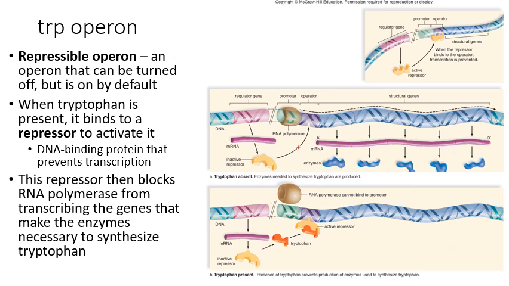When tryptophan is not there, the repressor is inactive, and so it's not going to bind to our operator, and we are going to make all these enzymes, and now we can synthesize tryptophan in the first place. So now we have a system where the cell can look in its environment and say, all right, is there tryptophan here? If not, I'm going to make some, because it has an inactive repressor that is not going to block the expression of these genes. If there is tryptophan present, it's going to bind to our repressor and activate it, and we're not going to make all of these genes.